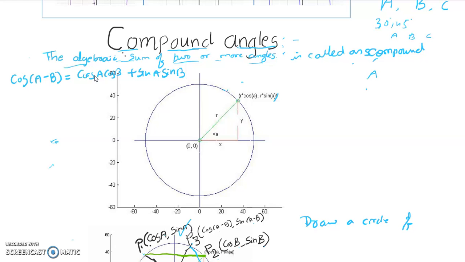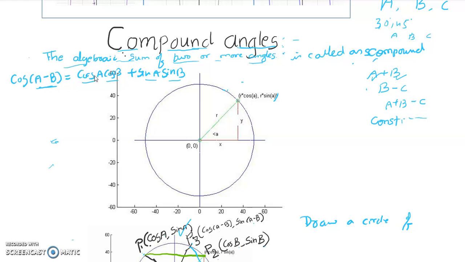Suppose you are referring to the sum of two or more angles, A plus B, or sometimes a difference, B minus C, or A plus B minus C. These are all called compound angles, and these angles A and B are called constituent angles. So in this video I am going to prove a theorem: cos of A minus B. Here our compound angle is A minus B. Cos of A minus B is cos A into cos B plus sin A into sin B.